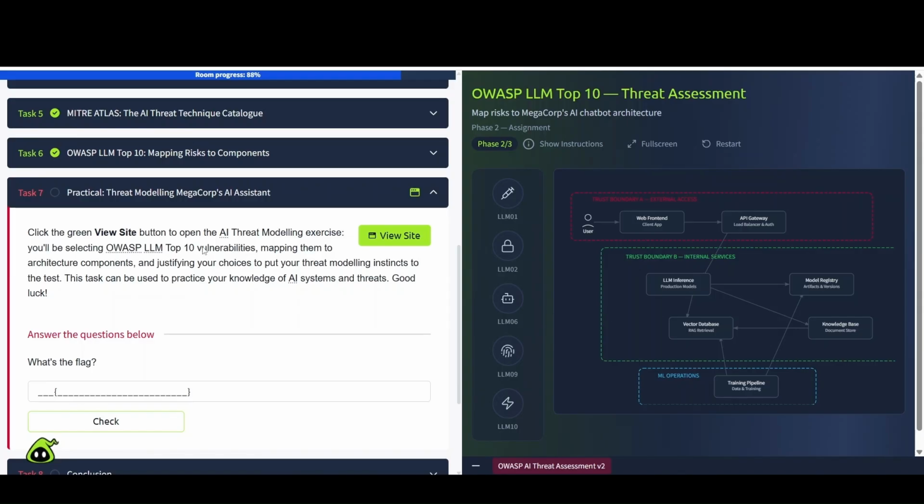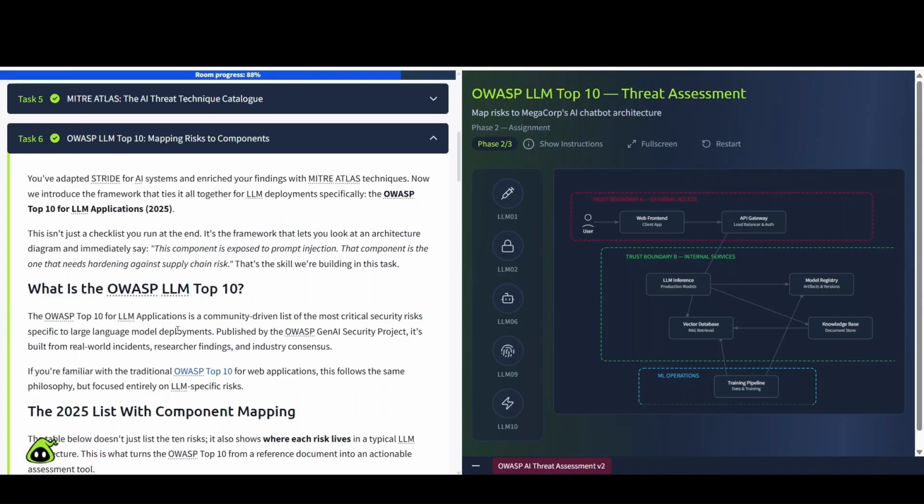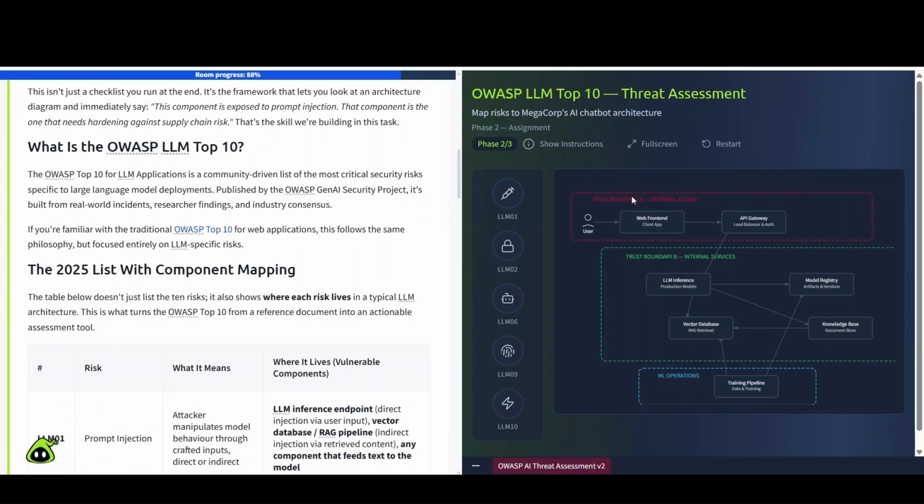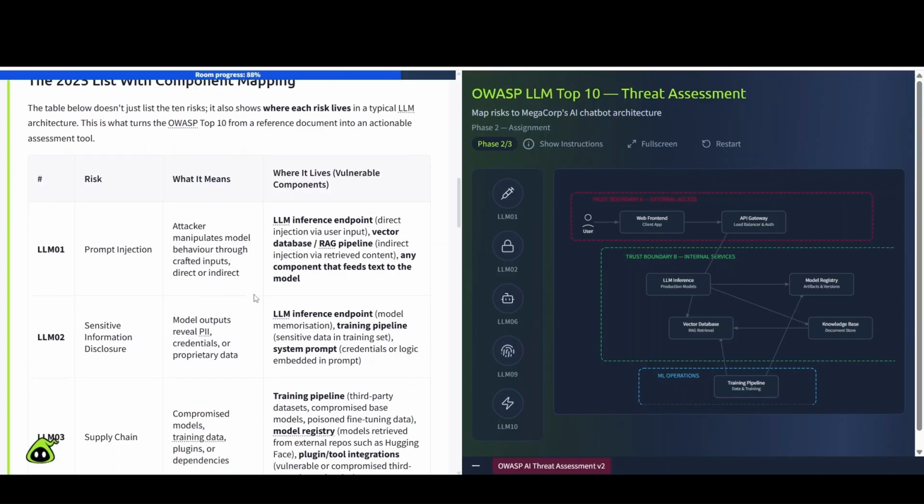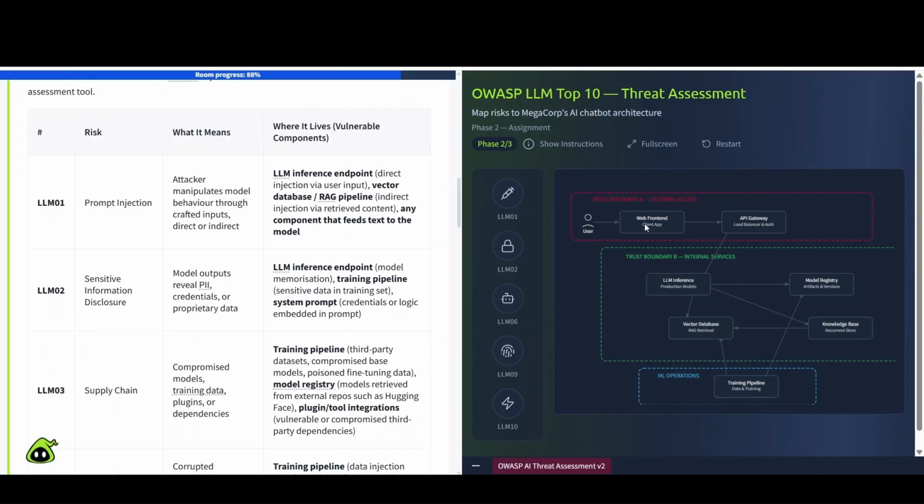All right, so let's take a look here. Probably have to reference task number 6 here, so let's go ahead and click on that. All right, trust boundary A, external access: web front end, client app, API gateway, load balancer, and authentication. Trust boundary B, internal services: LLM inference, production models, model registry, vector database, knowledge base, ML operations, training pipeline. All right, so I'm going to see if I can reference these, and then I'm going to drag these over here, okay?